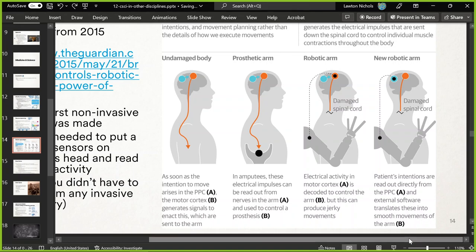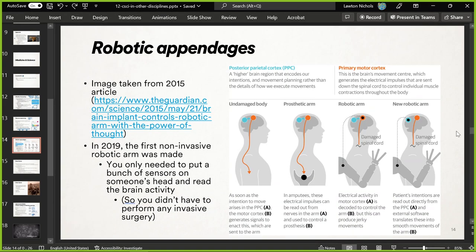That's amazing. And this is just for anybody with a damaged spinal cord. Maybe you have your arm, but you can't move it. You can move this robotic arm instead. That's really cool. And this works for, of course, legs and other things. And yeah, that's the power of a computer.